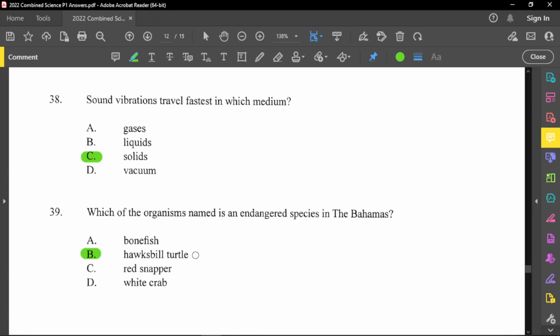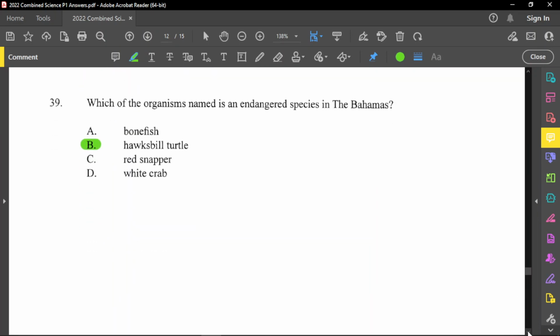And this one is the hawksbill turtle. All right, bonefish, I would say those are threatened, not necessarily endangered. As a matter of fact, there are laws there to protect them from becoming endangered species.